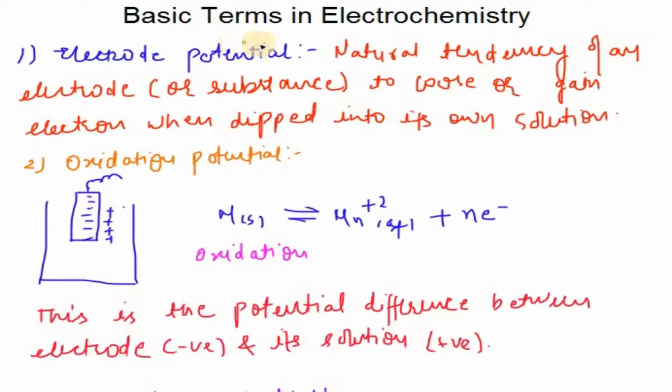So we're going to learn some terms in electrochemistry. Some basic terms first: electrode potential. It is the natural tendency of an electrode or substance to lose or gain electrons when dipped into its own solution. That is known as electrode potential. So it is the natural tendency of that particular metal or substance to lose or gain electrons in its own solution. The first term we use here is oxidation potential.